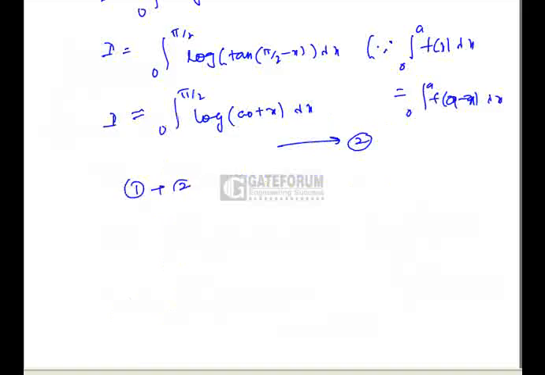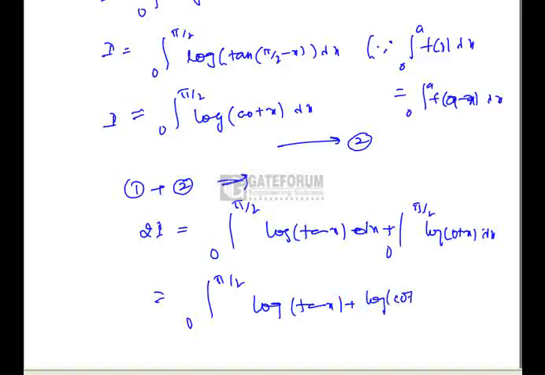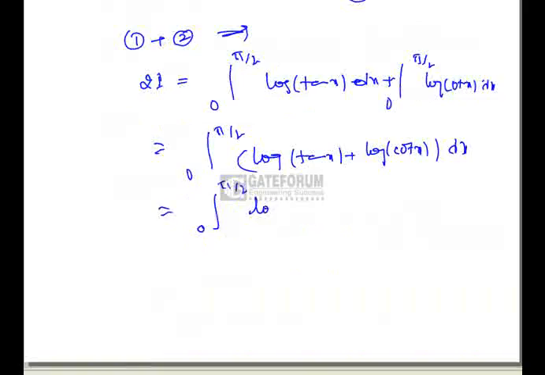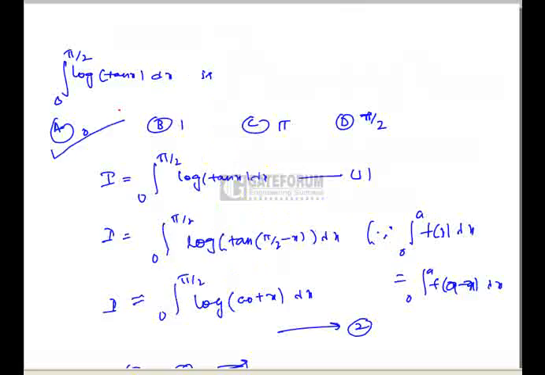Now we'll add equations 1 and 2. That is 2I is equal to integral 0 to pi by 2 log tan x plus integral 0 to pi by 2 log cot x dx. This can be written as integral 0 to pi by 2, as it is common, logarithm of tan x plus logarithm of cot x dx. We know that log a plus log b is nothing but log of ab. So this will be logarithm of tan x into cot x dx. Tan and cot are reciprocal, so the value will be 1. So 0 to pi by 2 log 1 dx. Log 1 is 0, so the entire integral will become 0. Hence the answer is A.